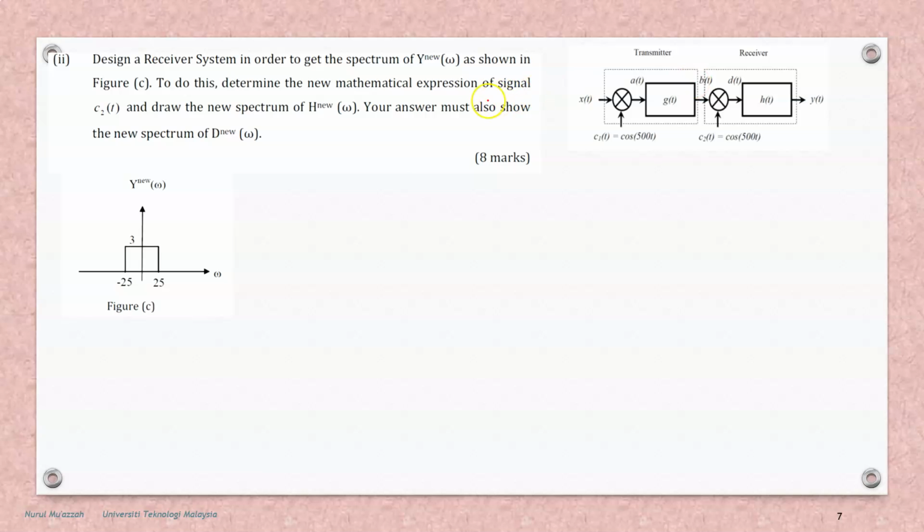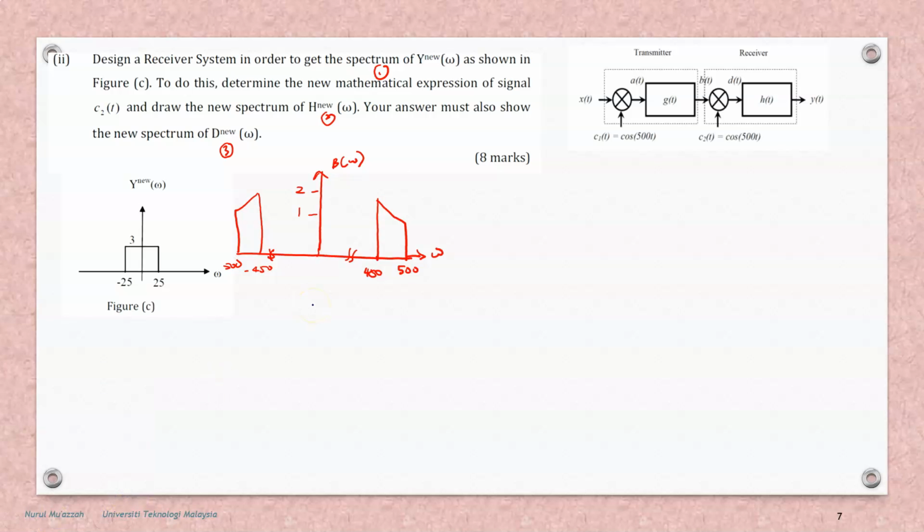So what you have to show here is, first, determine the new mathematical expression of signal C2T. This is 1, and then draw the new spectrum of H(ω). This is 2, and then your answer must also show the new spectrum of D(ω). So this is 3. Basically it will contribute 8 marks.